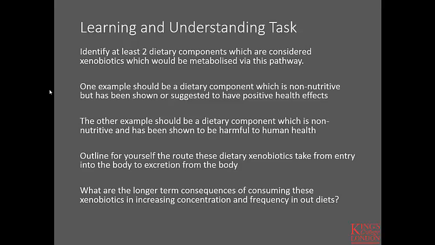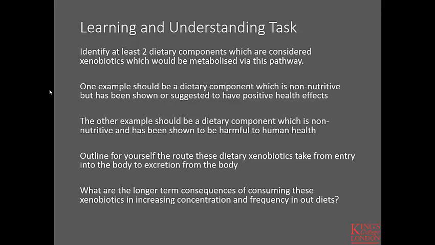So in terms of learning outcomes or understanding tasks, you should be able to identify at least 2 dietary components which are considered xenobiotic and which would be metabolized via this pathway. I've given you the polyphenols example, so you should be able to look through constituents of various foods and come up with some other ones just for yourself as a working example. One example should be a dietary component that is non-nutritive but has been shown or suggested to have positive health effects, and another should be one which is non-nutritive and shown to be harmful to humans. And just work through those yourself as a working example.